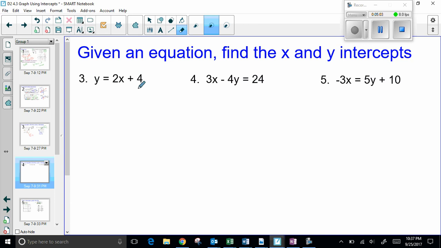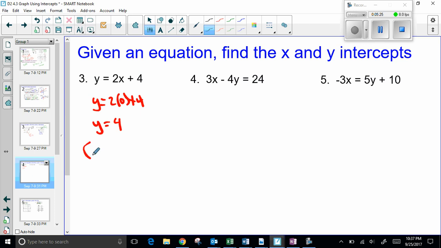y equals 2x plus 4. Here's what's going to happen. To find my y-intercept, I'm going to plug in 0 for x. So I'm going to do y equals 2 times 0 plus 4. So in this case, y equals 4 when x equals 0. Okay? So I put in my point: when my input is 0, y is 4.